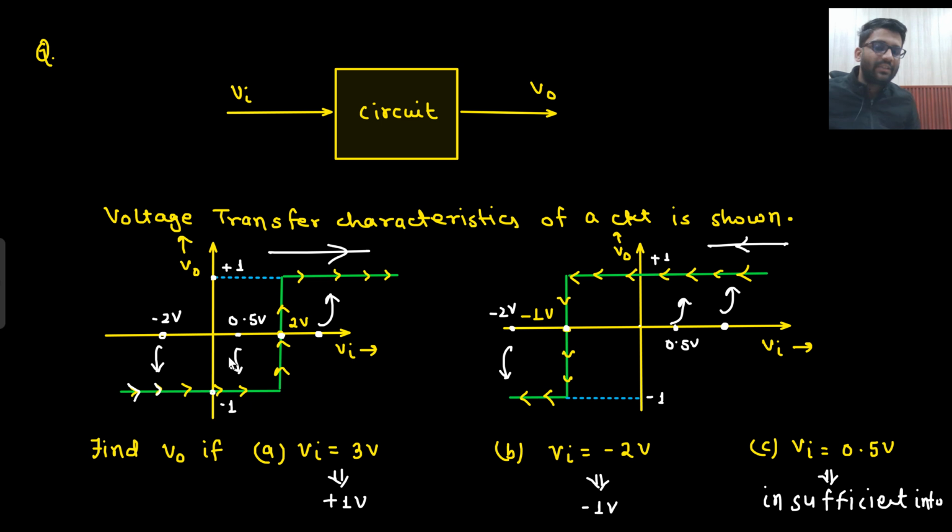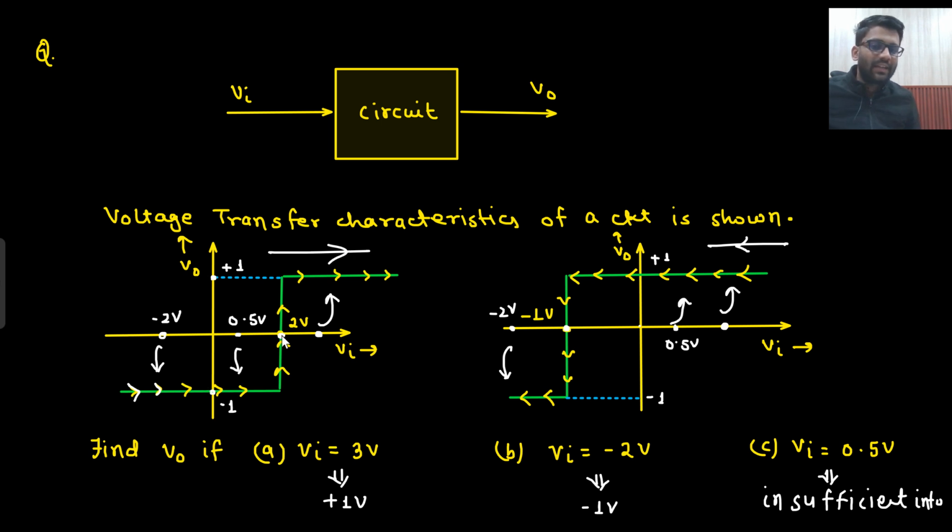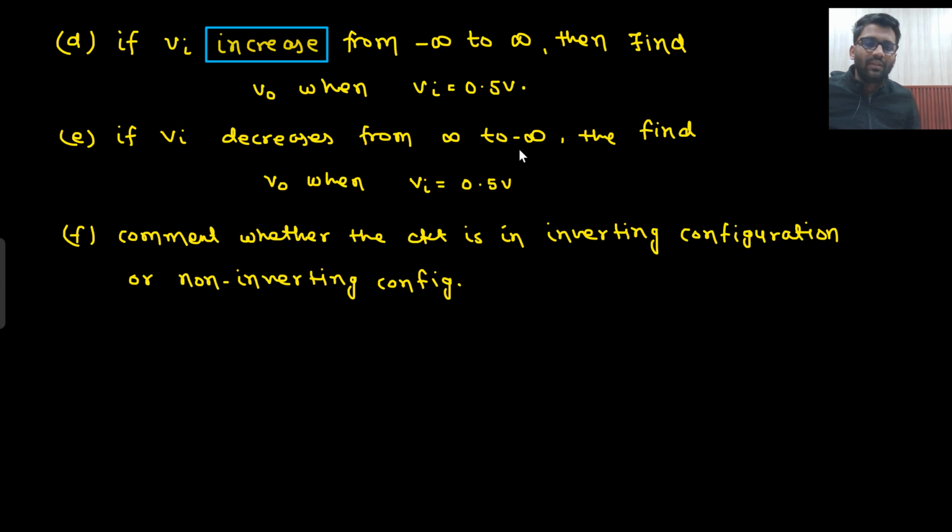So now you know which graph you need to follow. Vin is increasing from minus infinity to plus infinity. Here it is decreasing from plus infinity to minus infinity. In this one, Vin is decreasing. Here Vin is increasing. So now I need to listen to this graph. And what is this graph saying? This graph is saying that at 0.5 volt your answer should be minus 1 volt.